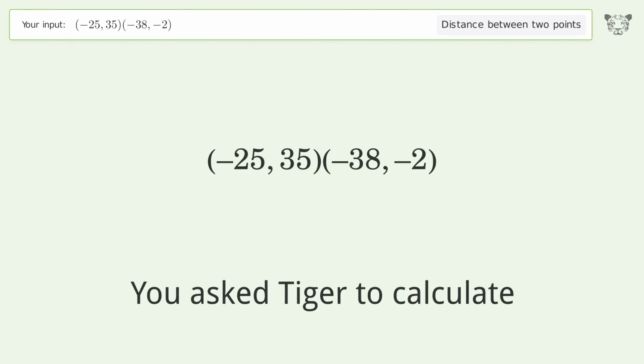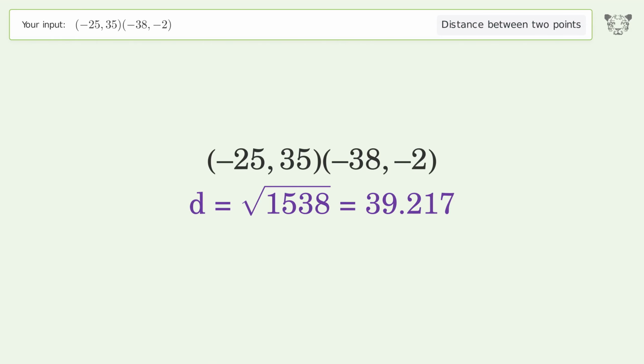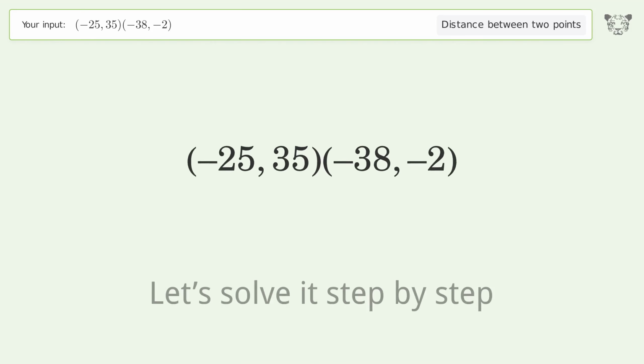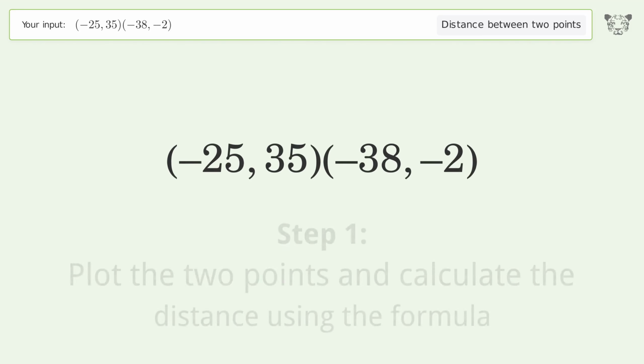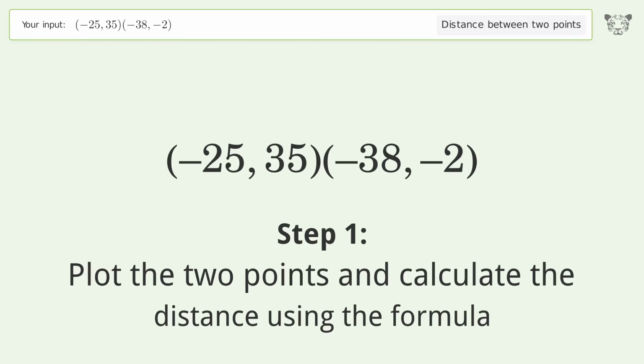You ask Tiger to calculate. This deals with the distance between 2 points. The distance between the 2 points is the square root of 1,538, or 39.217. Let's solve it step by step. Plot the 2 points and calculate the distance using the formula.